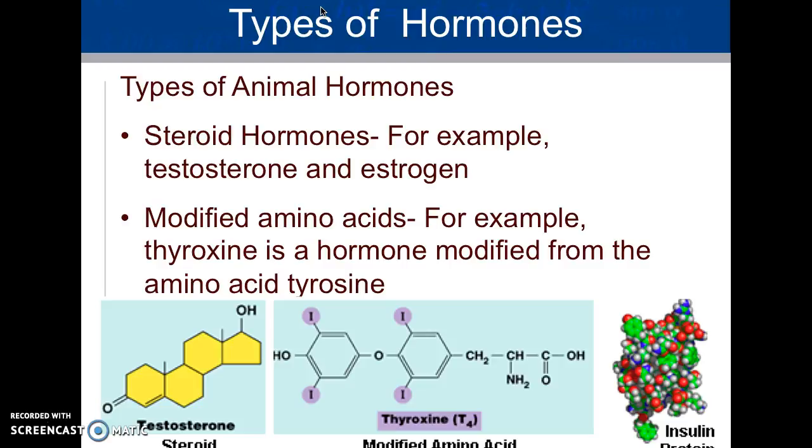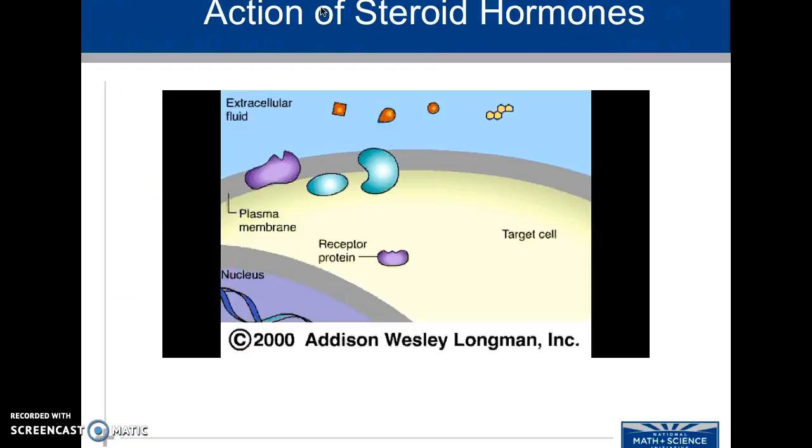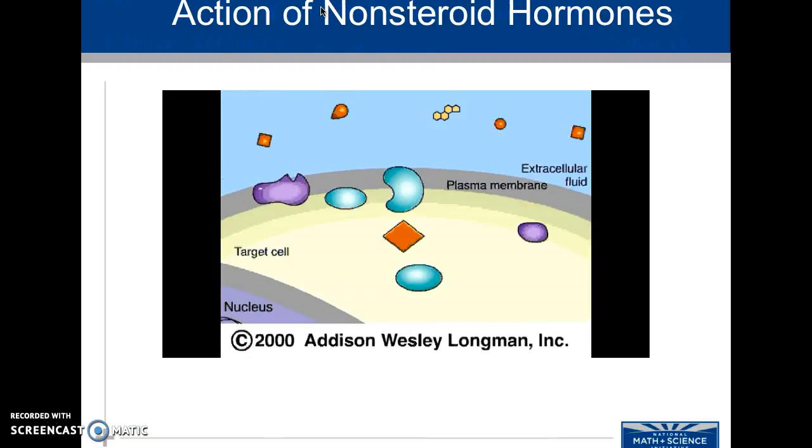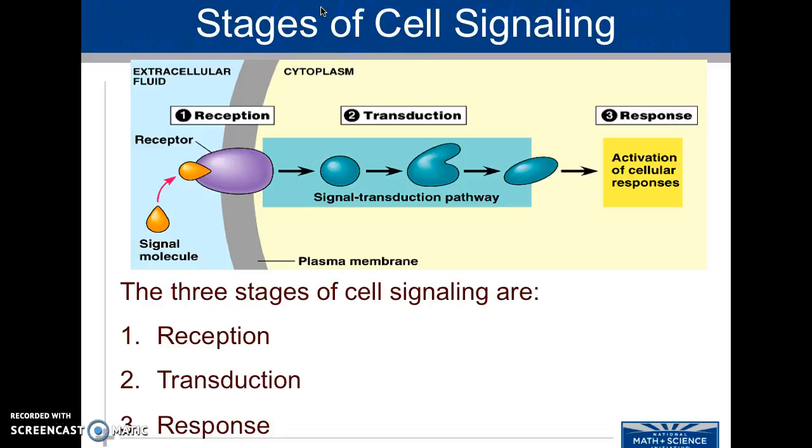There are types of hormones that we need to know. Steroid hormones, for example, testosterone and estrogen, and modified amino acids, which are just proteins. So thyroxine is a hormone that's modified from tyrosine, which is another amino acid. Insulin is a protein hormone, and it has to do with the structure. If we look at those structures below, we see that the proteins end up having nitrogen in them, whereas the steroid hormones only have oxygen, carbon, and hydrogen. You can look up the action of steroid hormones and non-steroid hormones if you'd like to on YouTube.